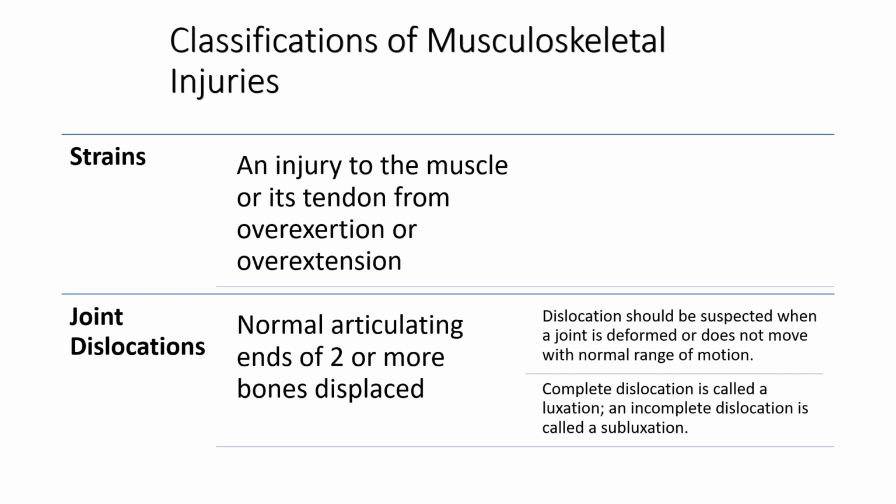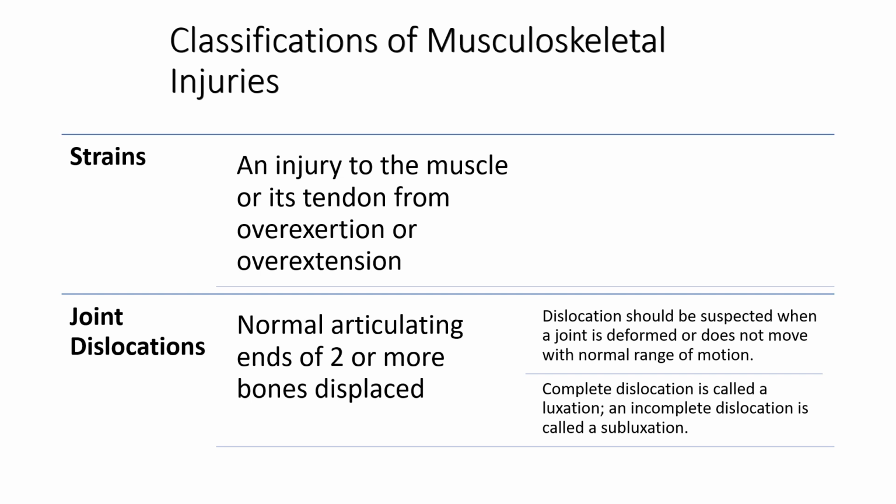Joint dislocations: the normal articulating ends of two or more bones are displaced. Dislocation should be suspected when a joint is deformed or does not move within the normal range of motion. Complete dislocation is called a luxation, and incomplete dislocation is called a subluxation. We see these a lot in sports injuries, and we can sometimes get called to them.